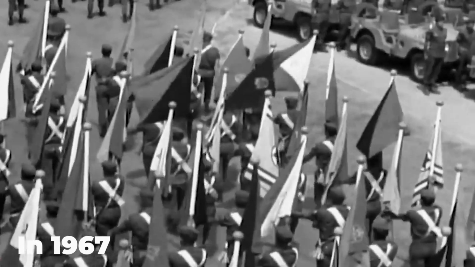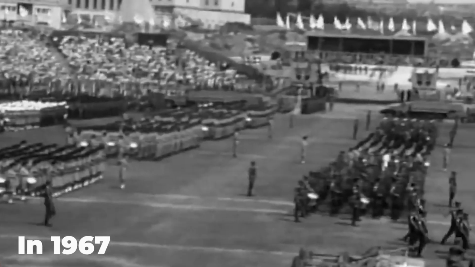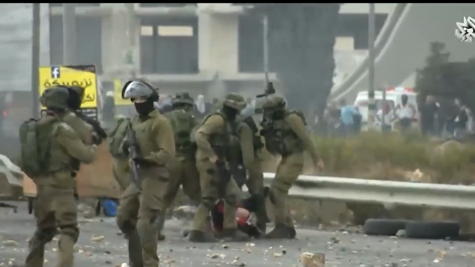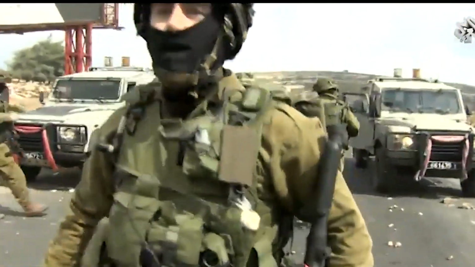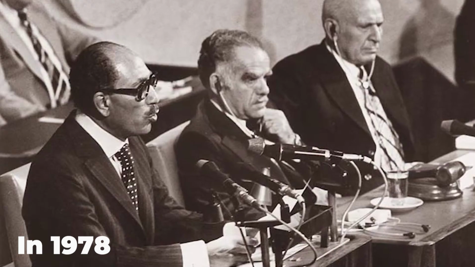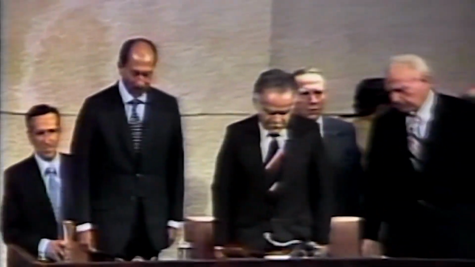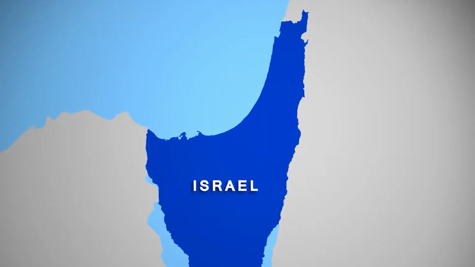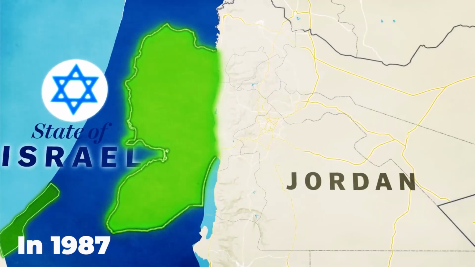In 1967, a significant conflict known as the Six-Day War occurred in the Middle East. Israel was pitted against Egypt, Jordan, and Syria in this war. Israel emerged victorious and, as a result, gained control of new territories, including the West Bank, Gaza Strip, and East Jerusalem. In 1978, there was a crucial development with the signing of the Camp David Accords. This agreement brought peace between Israel and Egypt. It was a notable milestone as it led to the return of the Sinai Peninsula to Egyptian control, marking a significant step toward stability in the region.